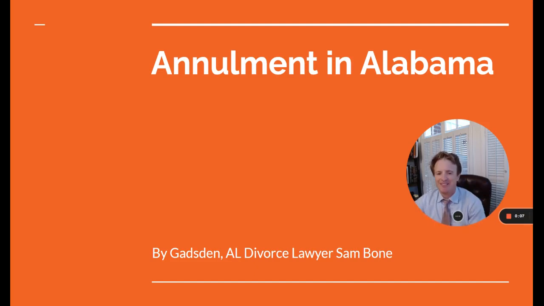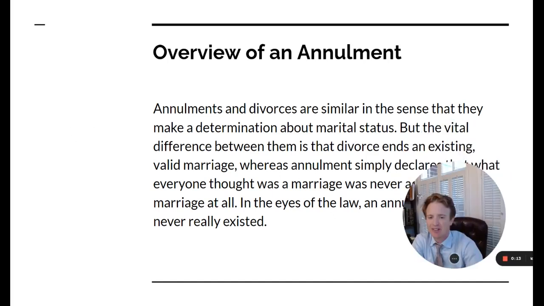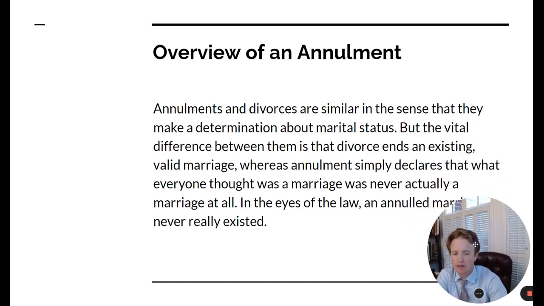Annulment in Alabama. In this video, we're going to go over what an annulment is and how you can get an annulment. An annulment differs from a divorce in that a divorce is where you were validly married and then we split up assets and debts following the marriage, whereas an annulment simply declares that what everyone thought was a marriage was not actually a marriage. And so in the eyes of the law, the marriage never existed.